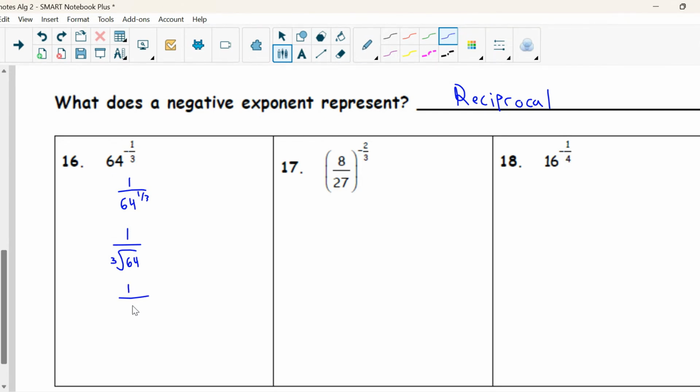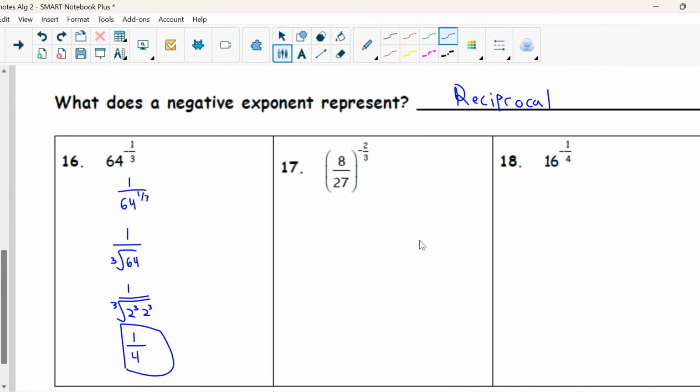If we wanted to simplify this, you can look at the first factor tree we made, because we've got 2 to the third times 2 to the third, which ultimately will just simplify as 1/4, 1 over 2 times 2.